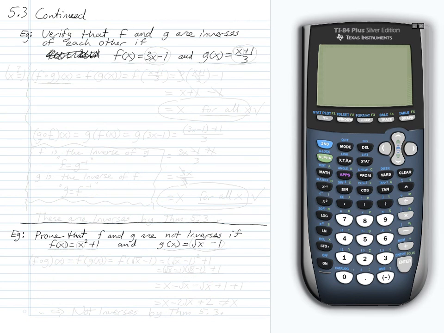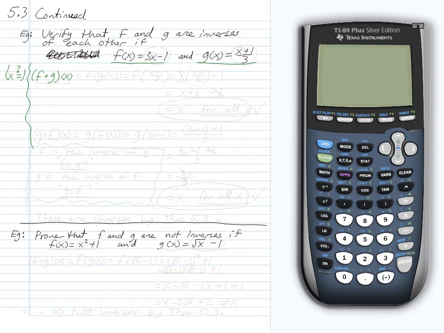So here we see our first example. We're going to verify that f and g are inverses of each other if f is this first function here, 3x minus 1, and g is this second function, (x plus 1) over 3. So our test, referring to theorem 5.3, we're first going to evaluate f composed with g of x. Okay? And we'll simplify it as much as we can. Ultimately, we hope that this is equal to x.